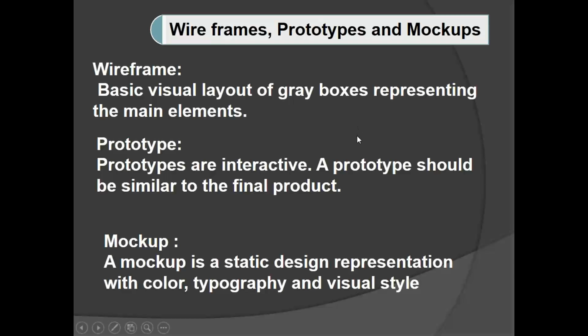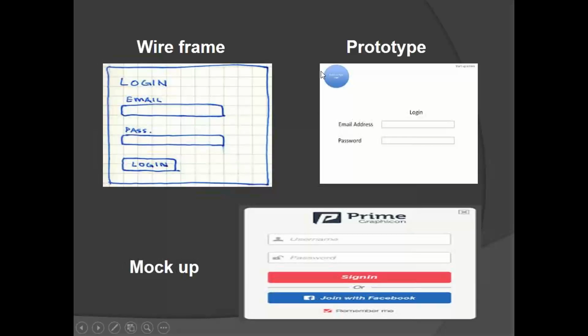Okay. So this is the difference. If you see the images, you can understand. This is a wireframe where we draw with a pen or pencil. And once you keep that on the system, if you draw with the help of Paint or something, this is a prototype. And in a mockup, we are going to give logo, designs, colors and everything. Okay. So this is the difference between wireframe, prototype and a mockup. So just go through the notes once.